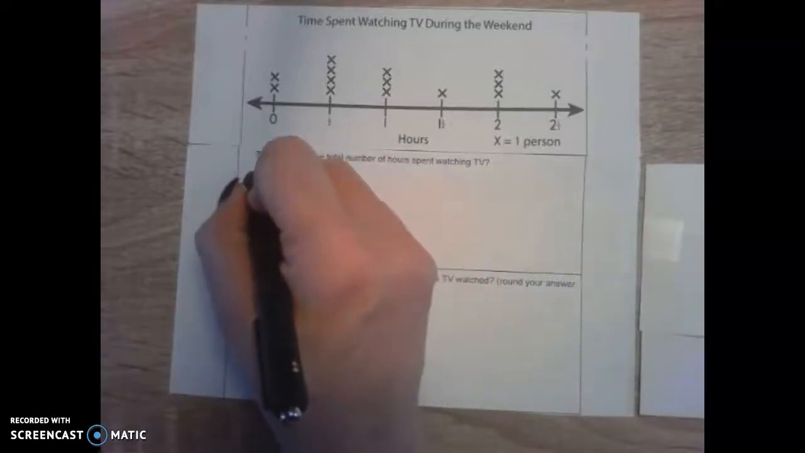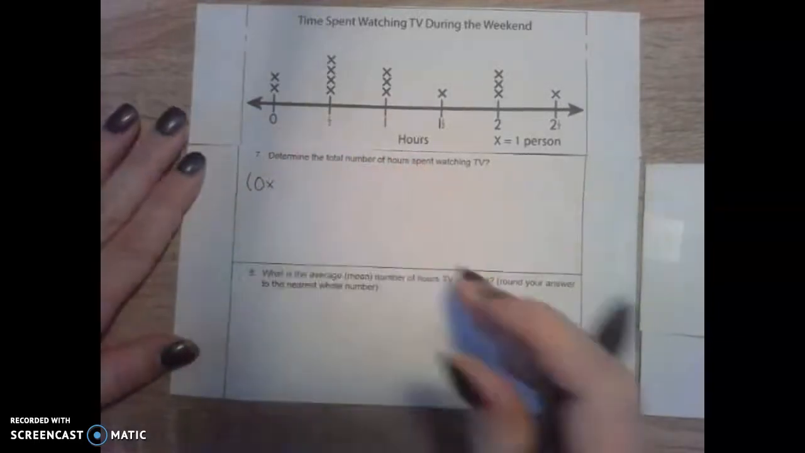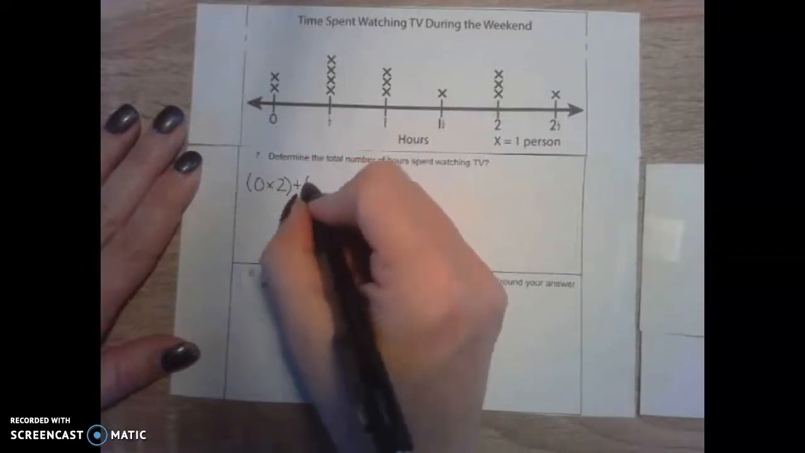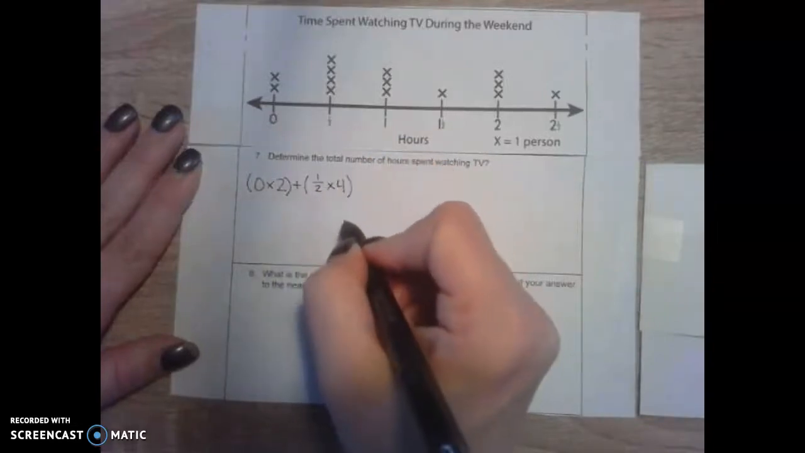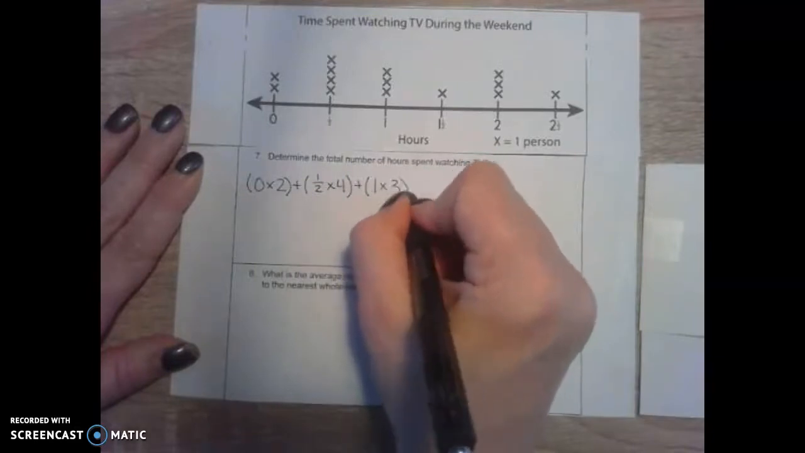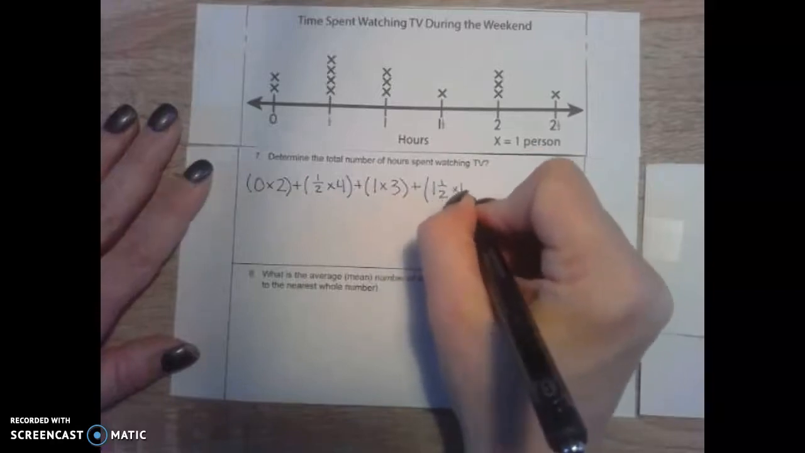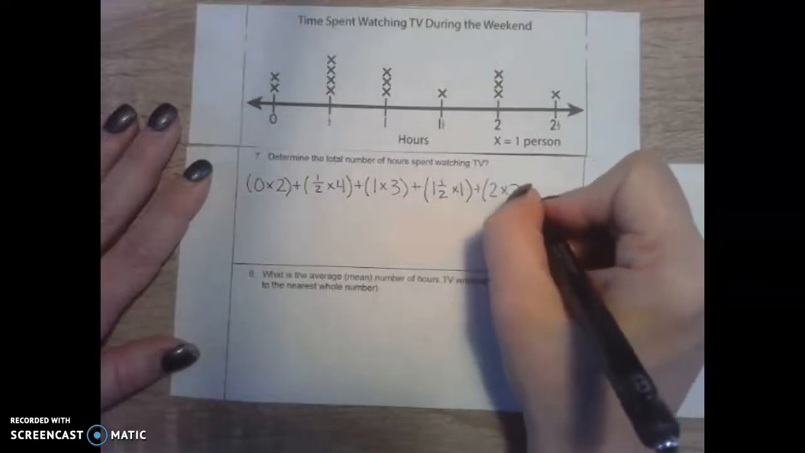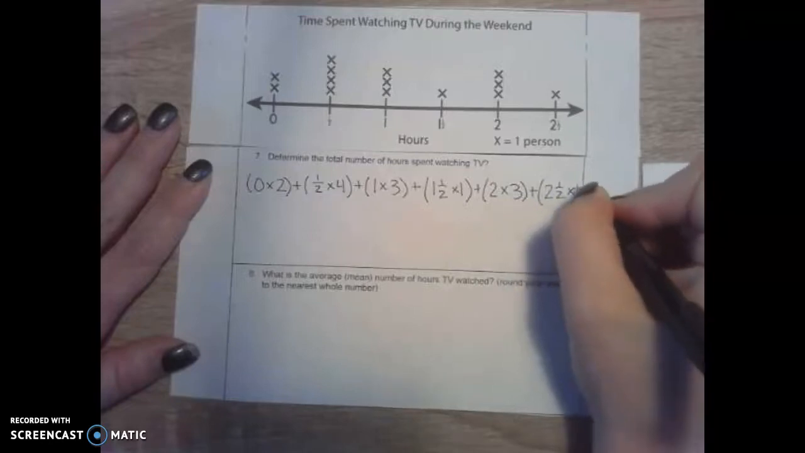So I'm going to take each data set, so this one would be 0 times 2. And I'm going to add that to the next one, which would be 1/2, and there are 4 of those, so I would multiply it by 4. Added to the next category of 1, 3 of those, plus the next category, 1.5 times 1, plus 2 times 3, plus 2.5 times 1.